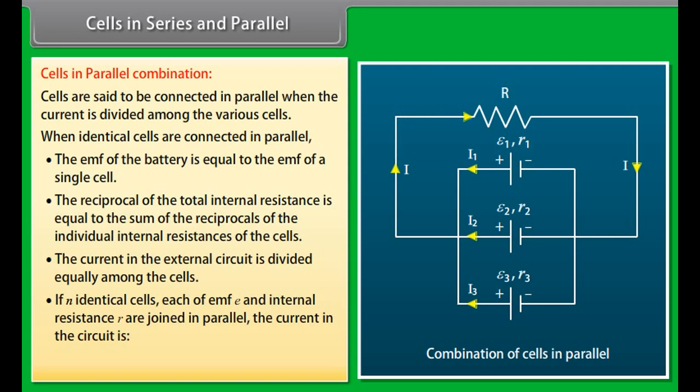If n identical cells, each of EMF E and internal resistance R, are joined in parallel, the current in the circuit is equal to nE/(nR + R).